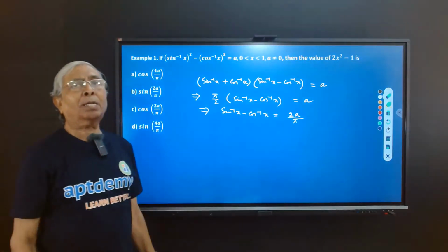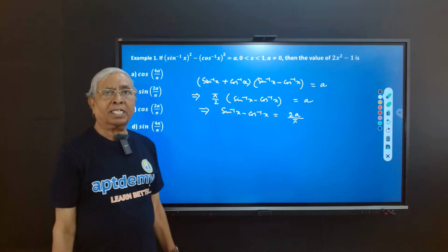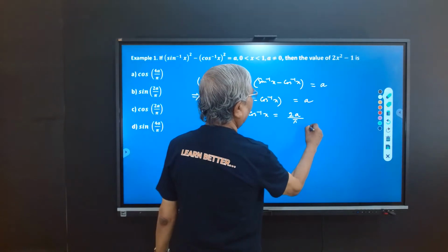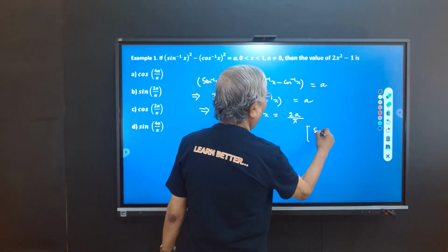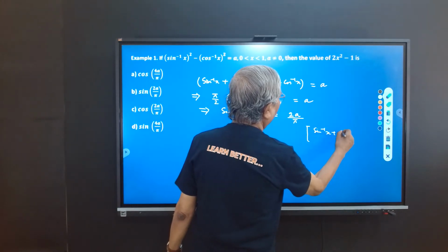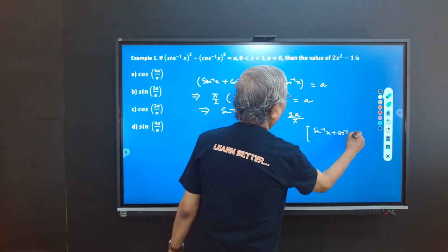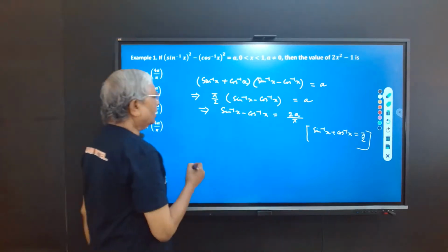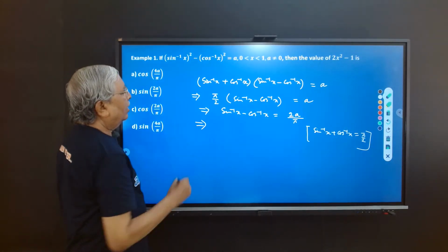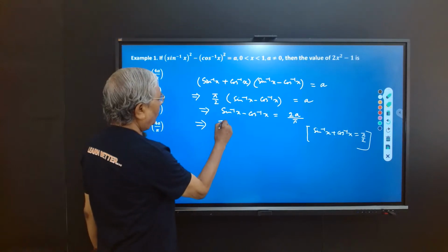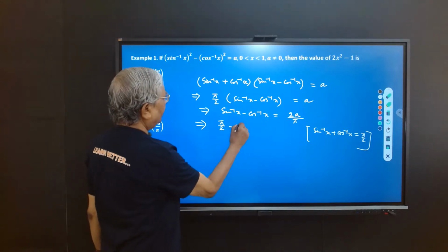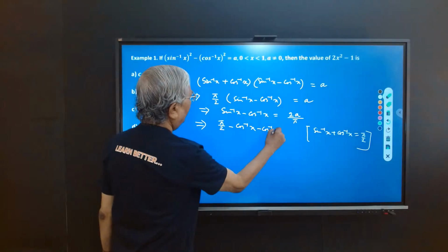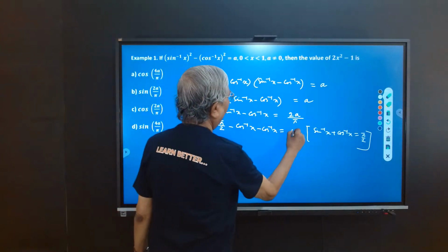Now I want to convert the left hand side in terms of cos inverse x. How will we convert? You know a relation between sin inverse x and cos inverse x. What is this relation? We know that sin inverse x plus cos inverse x equals pi by 2. So you can write sin inverse x means pi by 2 minus cos inverse x, then minus cos inverse x equals 2a by pi.